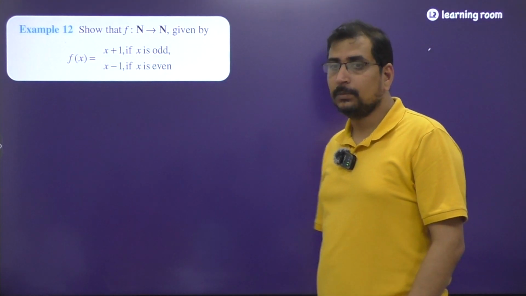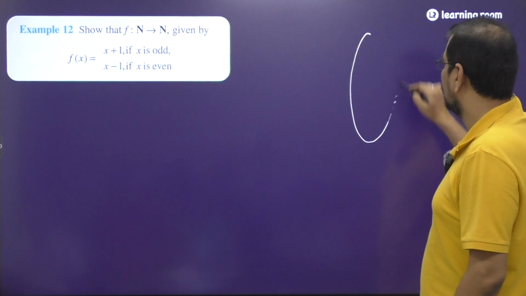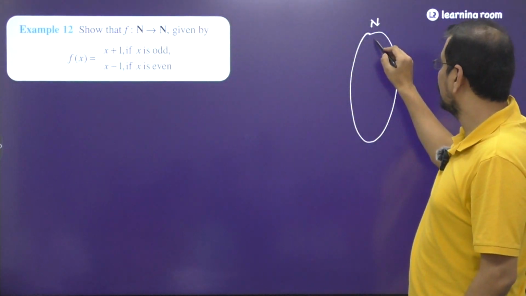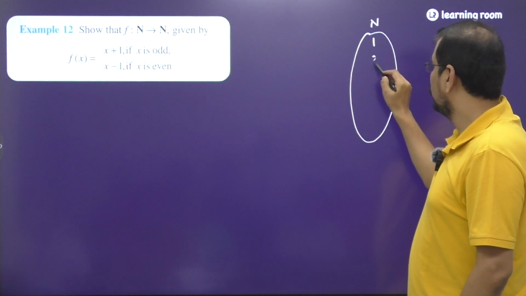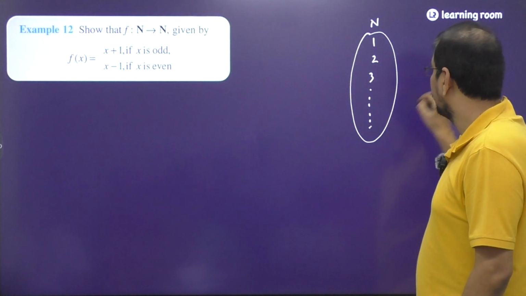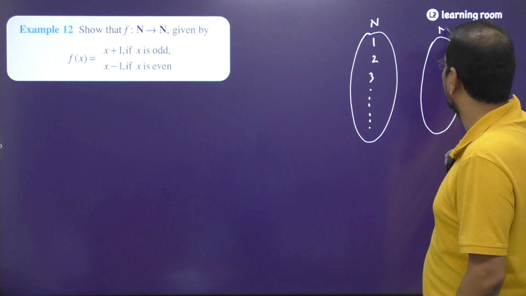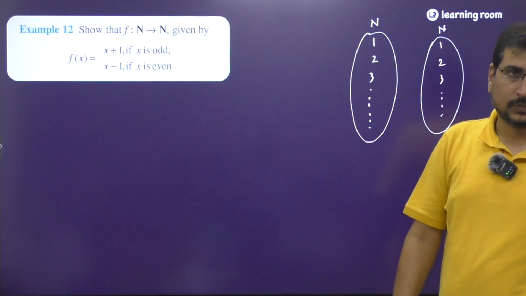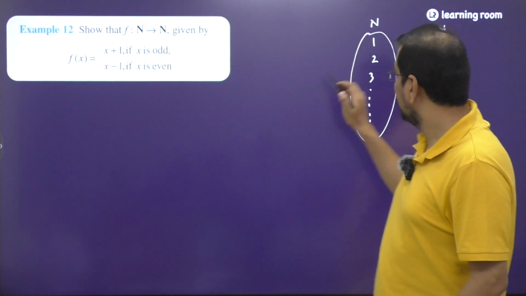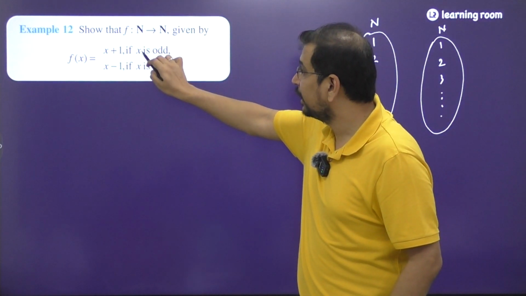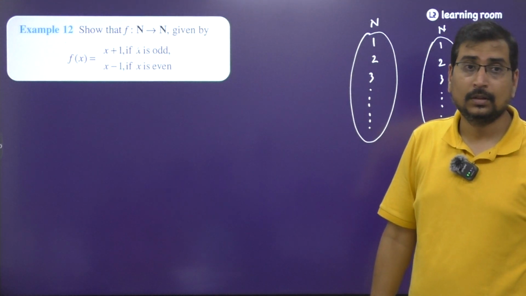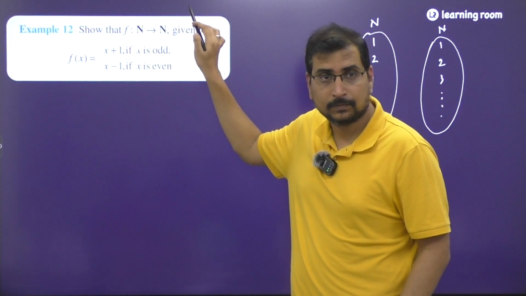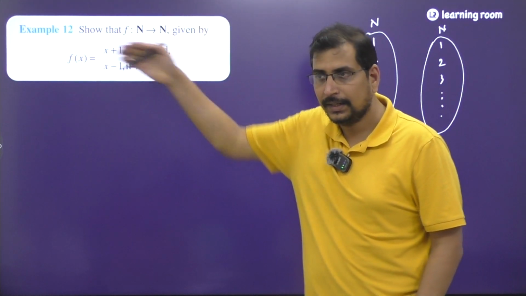When I take the natural number set, the elements start with 1, 2, 3, and so on till infinity. Similarly, here the elements will be 1, 2, 3, and so on till infinity. So when I take x, what do you mean by if x is odd? This x is coming from the first set, not the second set. X comes from the first set, y comes from the second set.